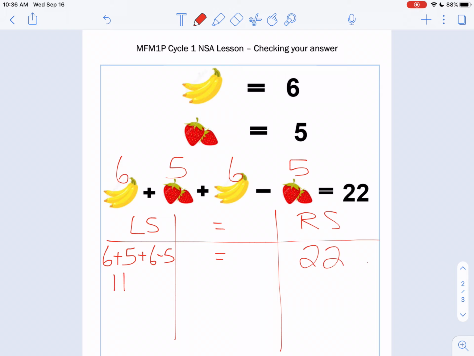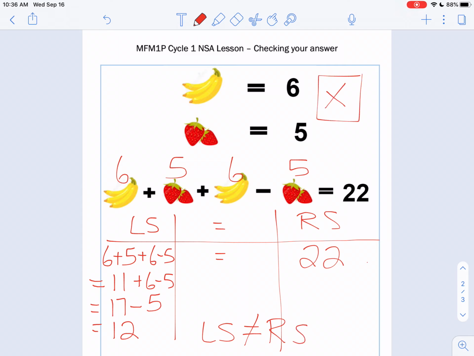Well, 6 plus 5 is 11, plus 6 minus 5. 11 plus 6 is 17, minus 5, and 17 minus 5 is 12. So left side, we say does not, that symbol means does not, equal right side. So these answers are not correct, and I should go back and try to solve my equation again. Can you find what I did wrong here? Why do you think it's 10 less than the correct answer?